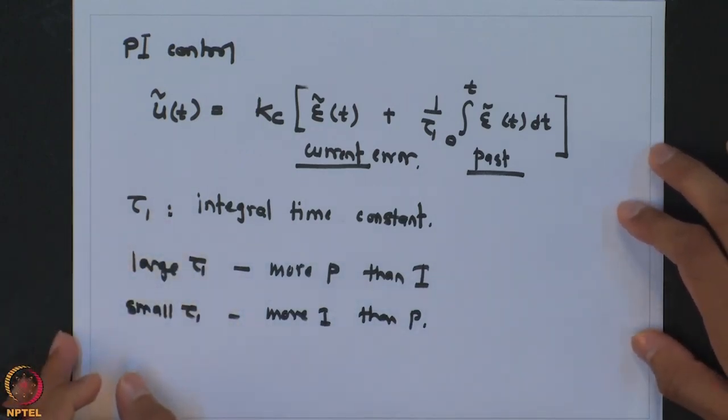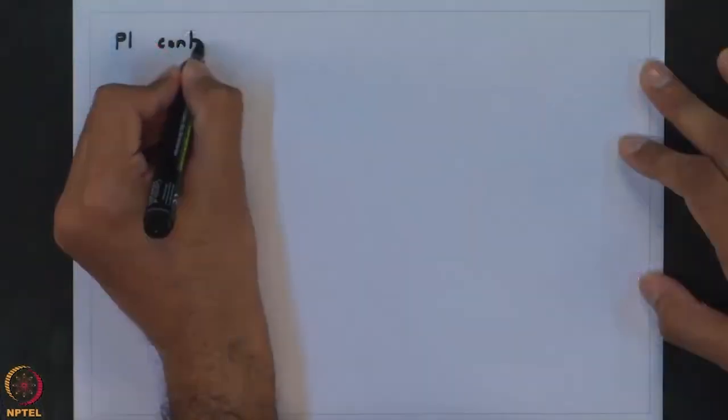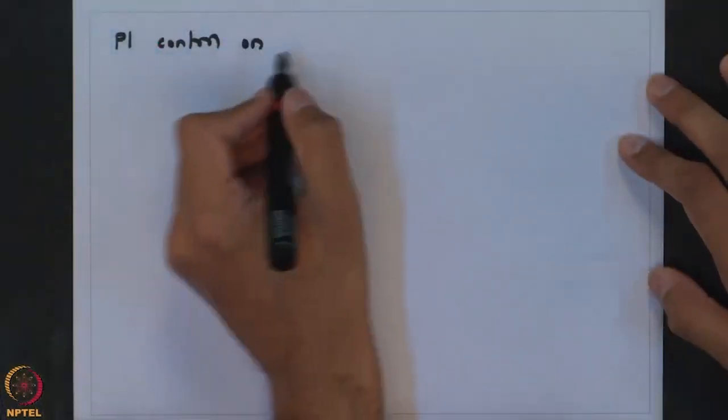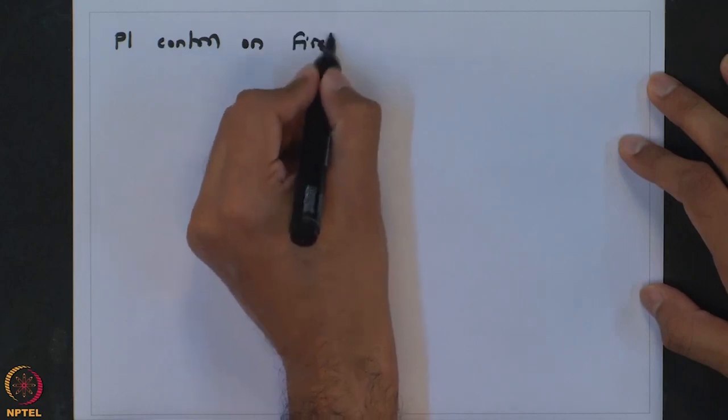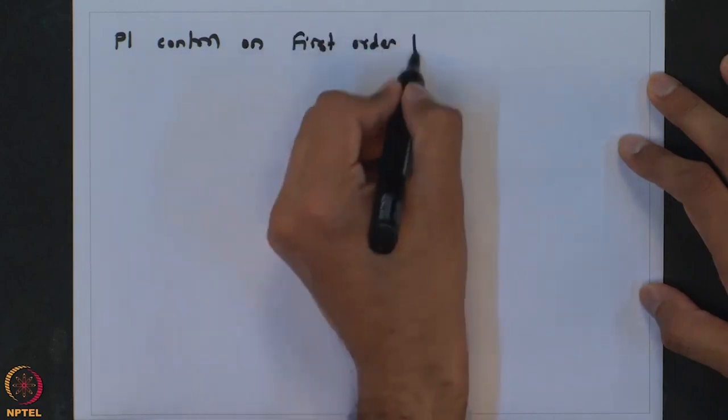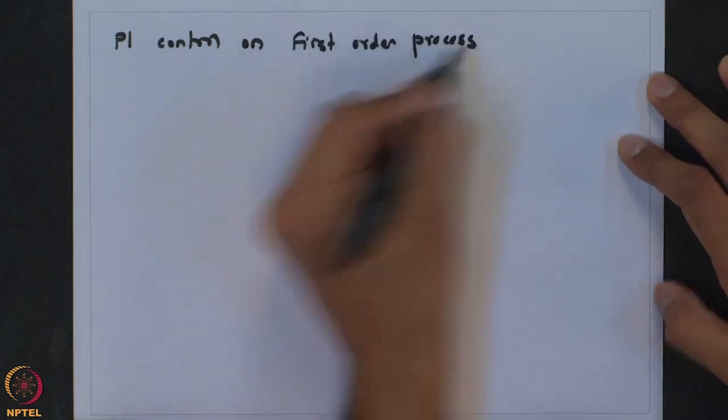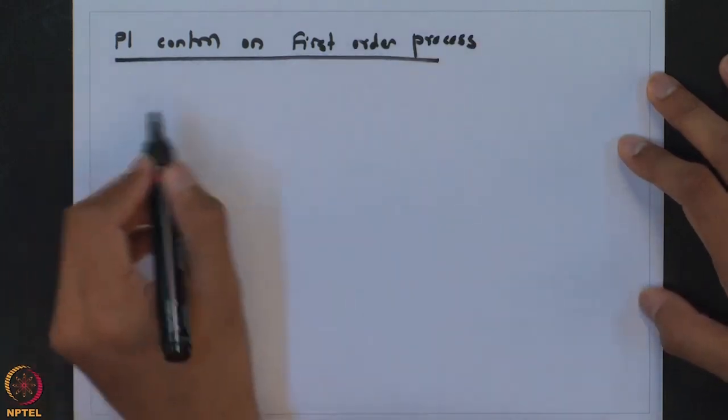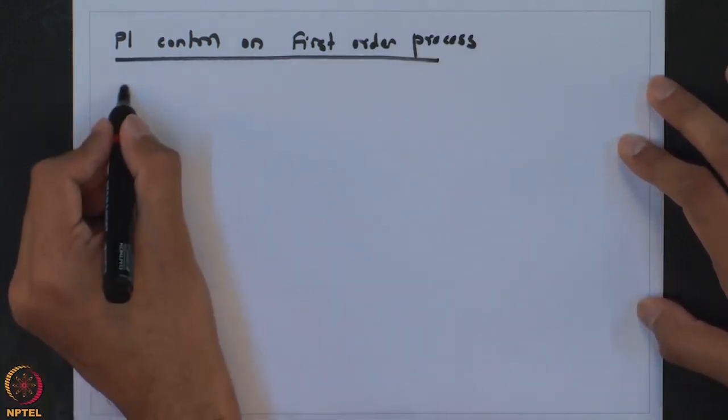So let us now look at how the addition of integral action is going to respond in terms of a simple process, let's take a first order lag process. So let us start with the regulatory problem.